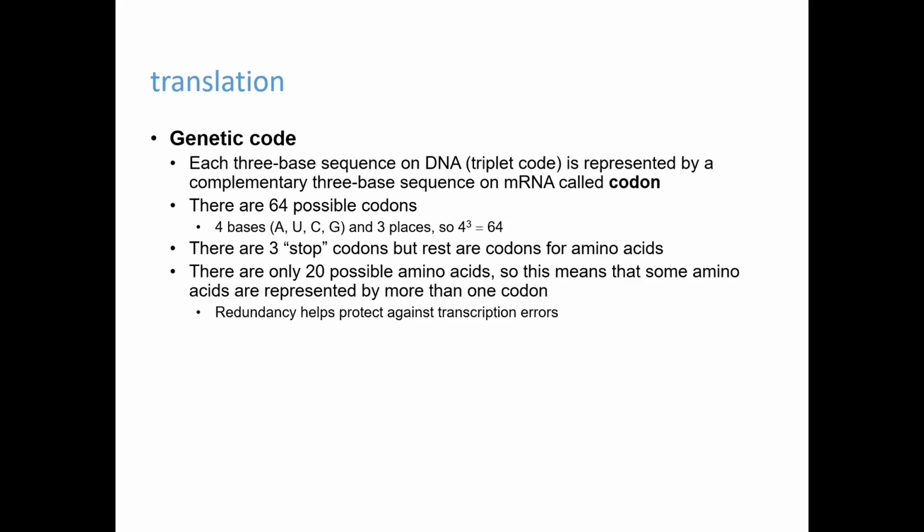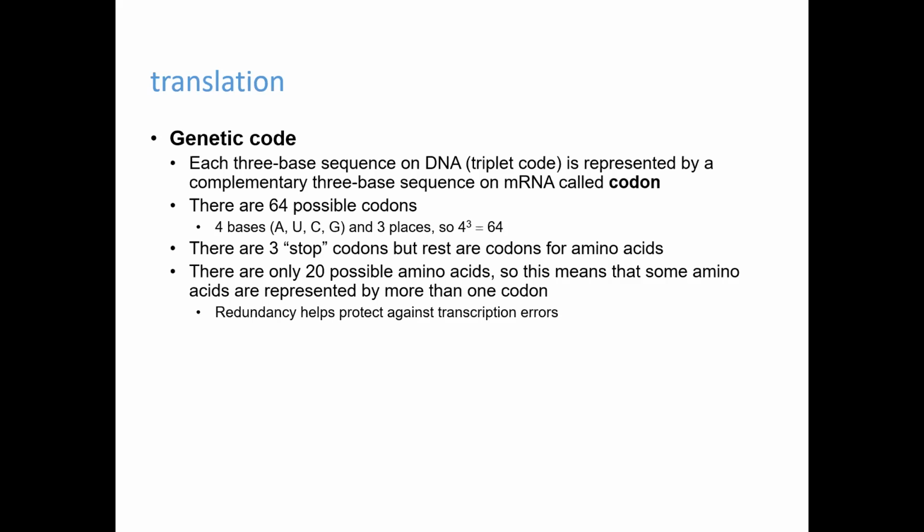64 possible combinations. That's what we have. What am I saying here? 64 possible codons. 64 possible codons right now. How did I get 64?